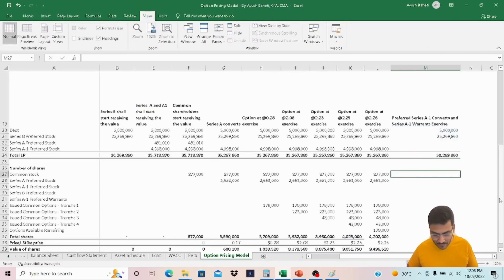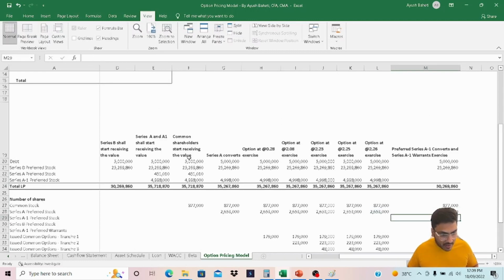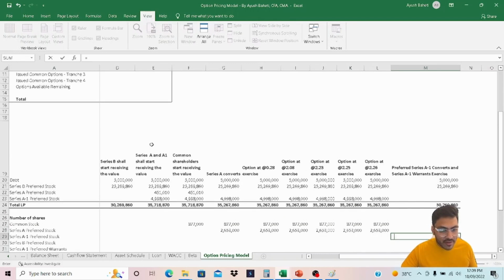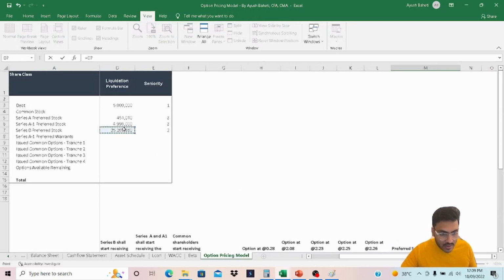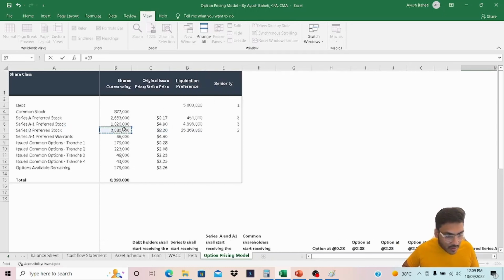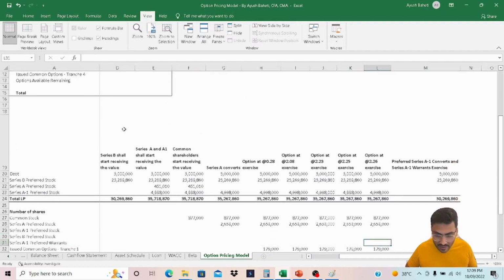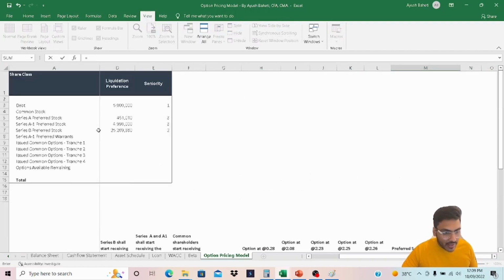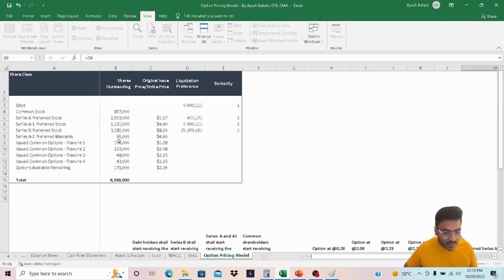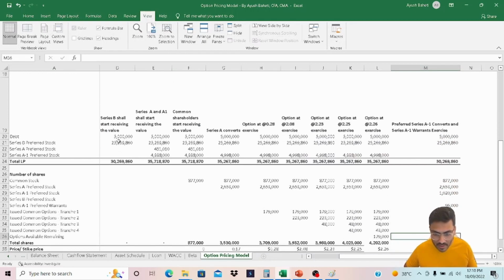Okay, now the common, it's participating. So series A already participating. Now series A1 have also started participating. So we'll link their number of shares, which is this. Series B is yet to convert. Series A1 has also converted. So I'll link their value as well. So this is series A warrants. Okay. And every other are anyway participating at this stage.